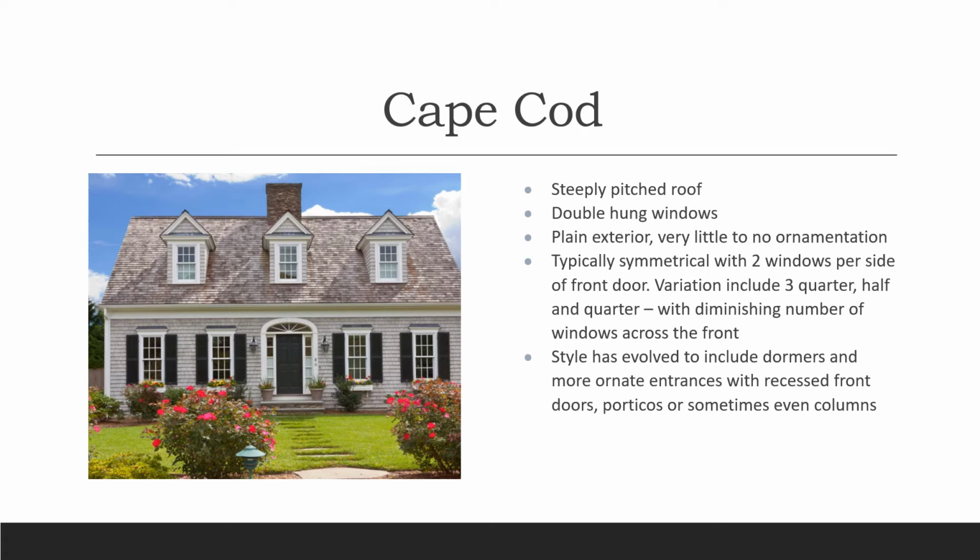Variations include the three-quarter, which is two on one side and one on the other, the half, which is just one window on either side of the door, and a quarter, which is only one window on the side of the door, which makes it a very small house. But with the prevalence of tiny houses nowadays, a lot of them could be in that Cape Cod style.